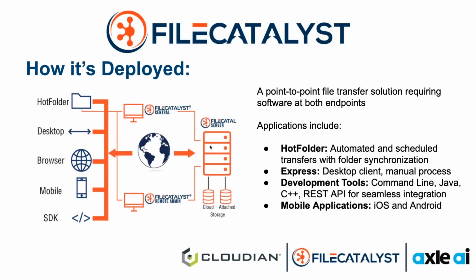And just a quick overview of how it's deployed. You can see there in the middle is the FileCatalyst server with the cloud attached storage, and then the several client applications on the left-hand side there: watch folders, desktop, browser, mobile. So we provide all those standalone tools that can be used in addition to the SDK, which is how we plug into an application like Axle, and then the storage side where the FileCatalyst server is connected, that's where we plug into cloud storage providers like Cloudian.